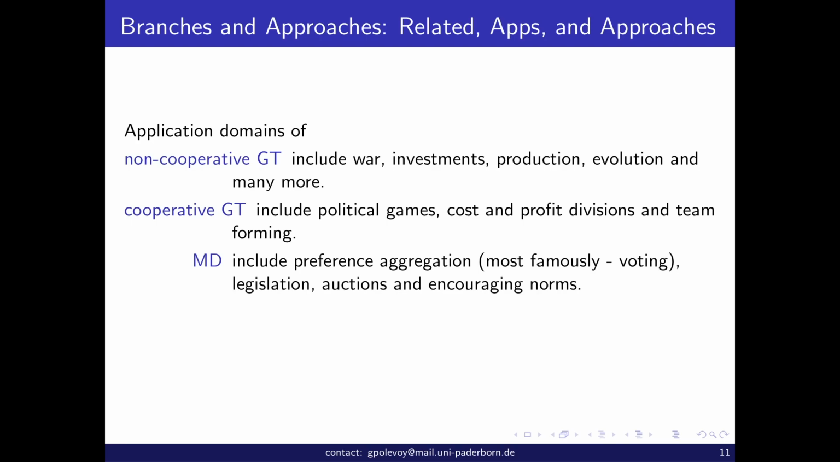And mechanism design, of course, is used in those questions of preference aggregation, where you need to make a decision based on several decisions of some players who may be strategic. For example, voting. That's probably the most famous example of aggregating preferences. Legislation, so you want to ask which laws will make people do what you want.